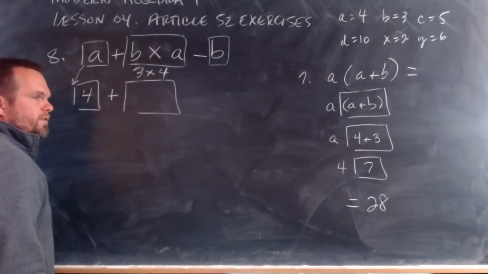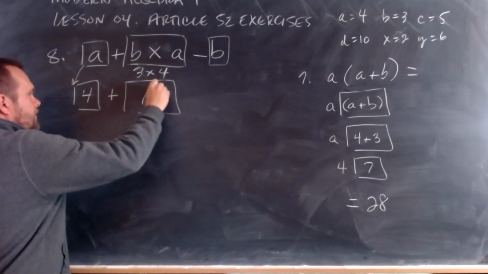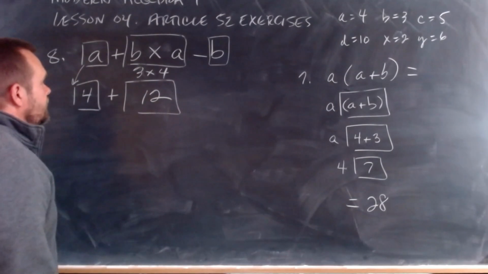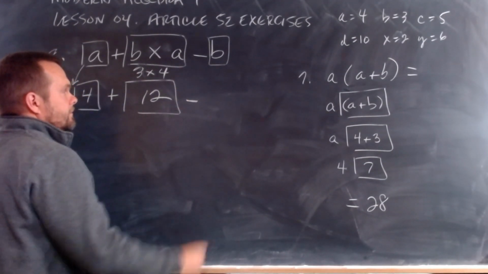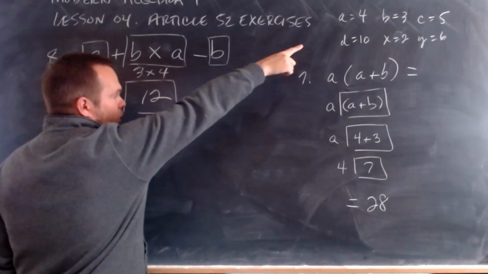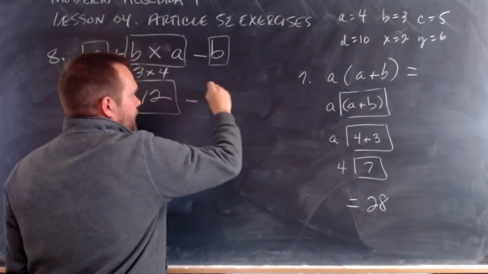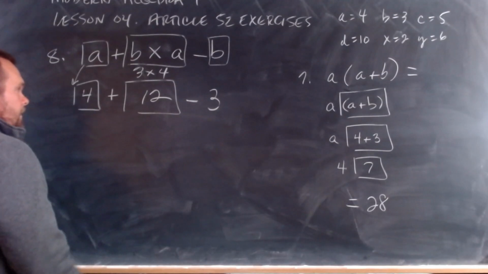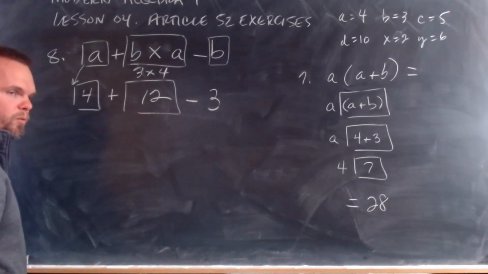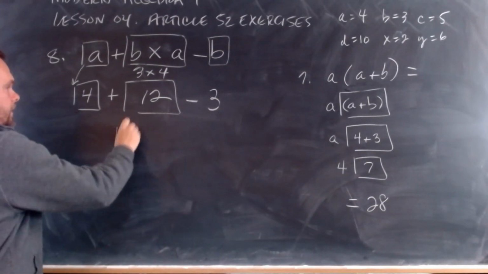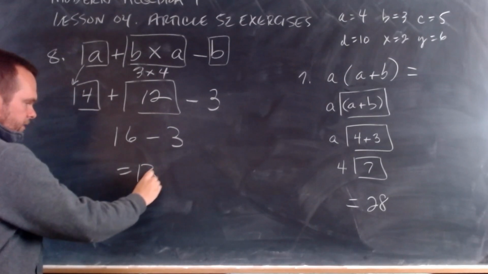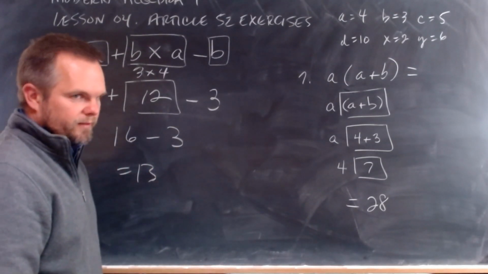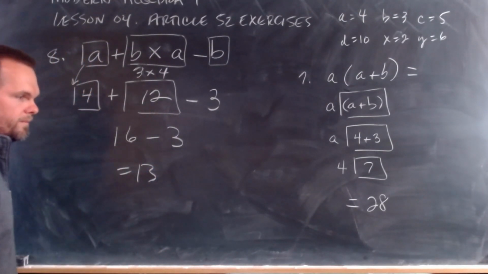What's 3 times 4? 3 times 4 is 12. Minus, what's the value of B? It's told you right there. 3. Who can add 4 and 12? 4 and 12 are 16, minus 3, leaves... What's the answer in the book? 13. That's the correct answer.